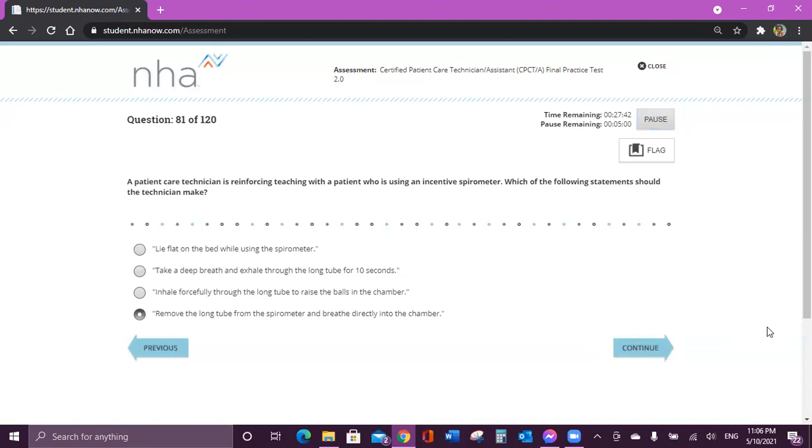A patient care technician is reinforcing teaching with a patient who is using an incentive spirometer. Which of the following statements should the technician make?